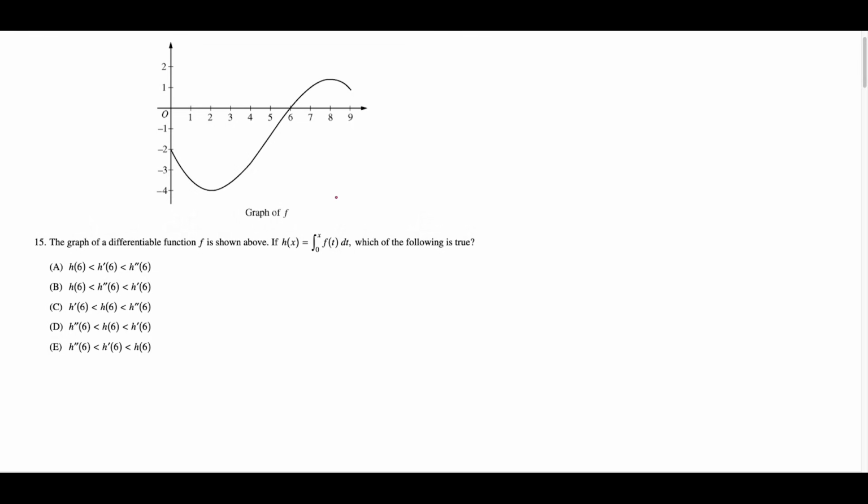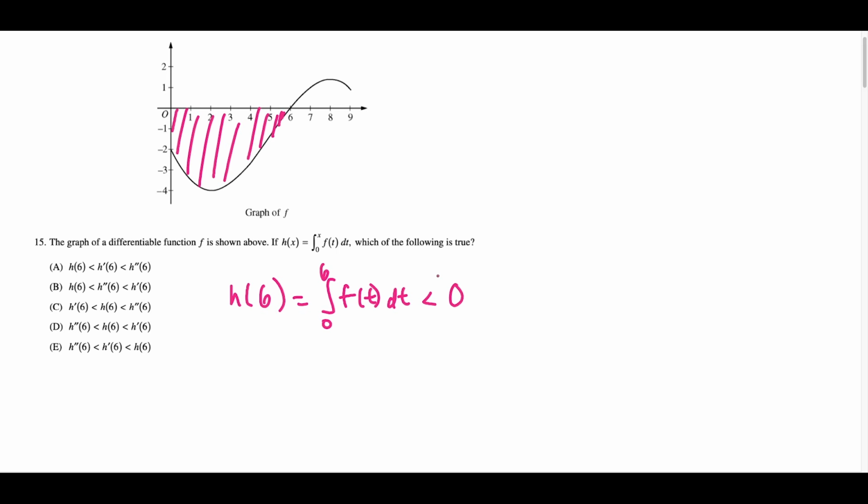Now for question 15, we have this function h of x, which represents the area under f. And we want to talk about h, h prime, and h double prime. So the first one, h of 6, if we think about it very carefully, this is the integral from 0 to 6 of f of t dt. And when we think about the area from 0 to 6, this curve is entirely under the x-axis from 0 to 6. So whatever this is equal to, the value doesn't matter, but all that does matter is that this is going to come out negative.